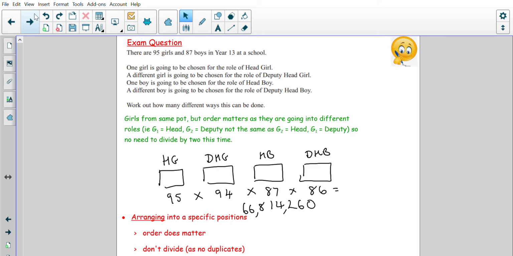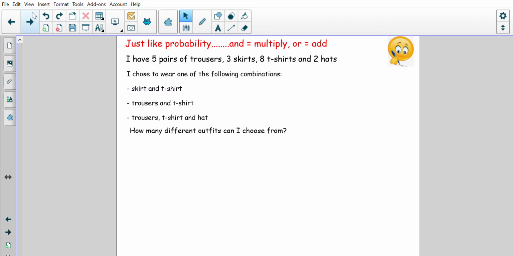Right, one last thing just to think about before you have some practice. Just like probability, when we're thinking and, we are multiplying, and that's what we've been doing so far. Head girl and deputy head girl, we've been multiplying. When we say to ourselves or, we are adding. Okay, so if we just look at this question, we've got 5 pairs of trousers, 3 skirts, 8 t-shirts and 2 hats. And I want to wear one of the following combinations.